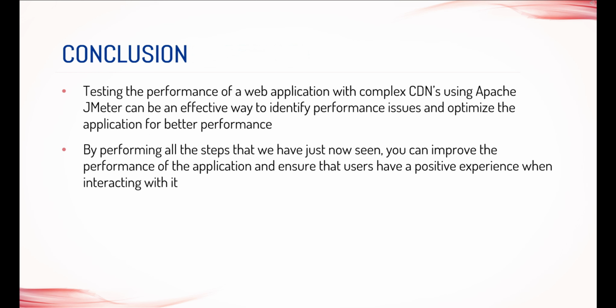In conclusion, testing the performance of a web application with complex content delivery networks using Apache JMeter can be an effective way to identify performance issues and optimize the application for better performance. By following the steps outlined earlier in this video, you can improve the performance of the application and ensure that users have a positive experience when interacting with it. Regular performance testing with JMeter can help to catch and fix issues before they impact users, leading to increased user satisfaction and a better overall user experience.